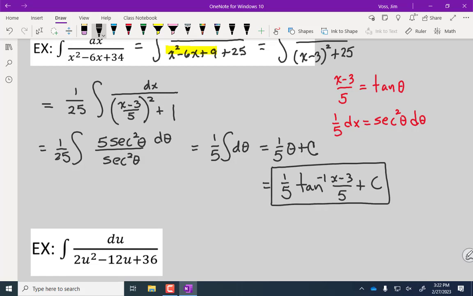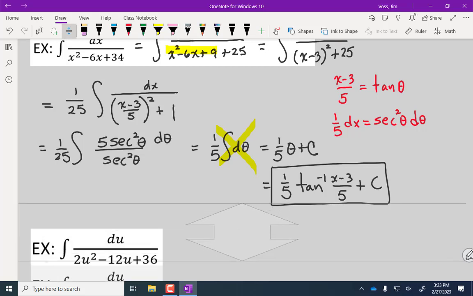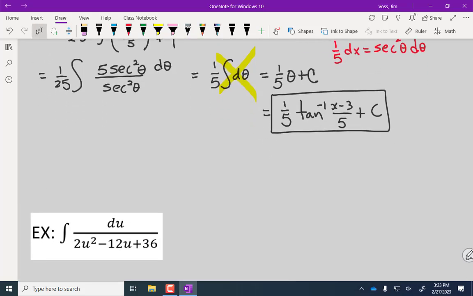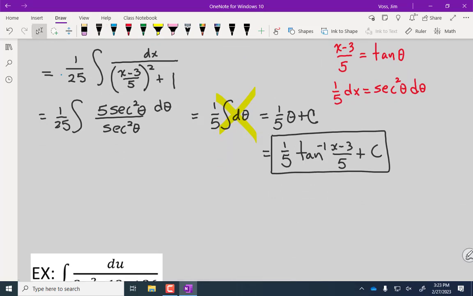If you get to this stage where everything cancels and you just have a d theta, you missed something. Something went right by. What was it? The thing that went right by is that it's in inverse tangent form already. You don't need trig sub. Right here, this is in inverse tangent form. The antiderivative here is the inverse tangent of whatever's in the parentheses.